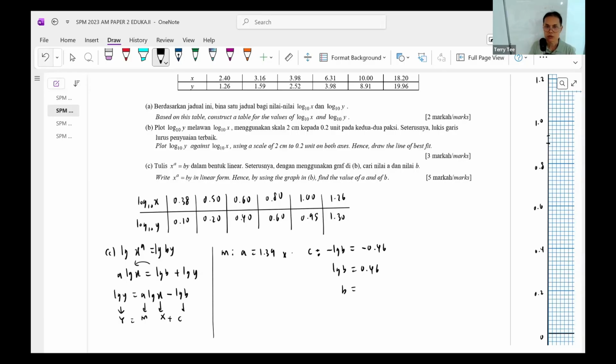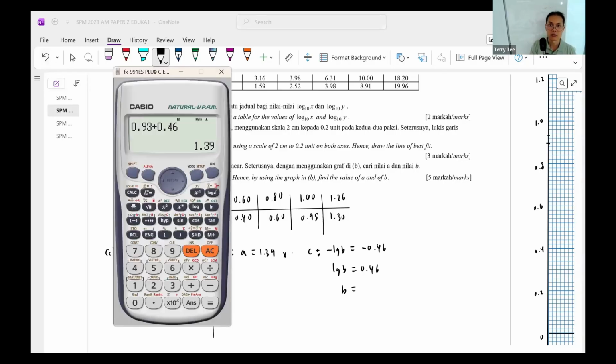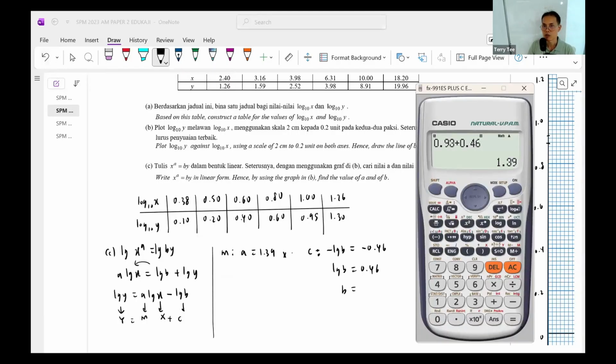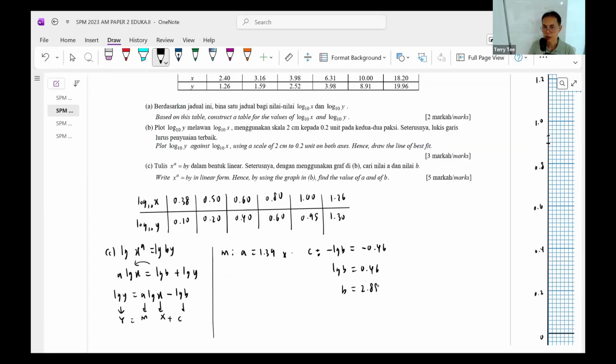To find b, what must I do? This is called anti-log. How to do anti-log? Shift log. You type in 0.46. My answer is 2.884.